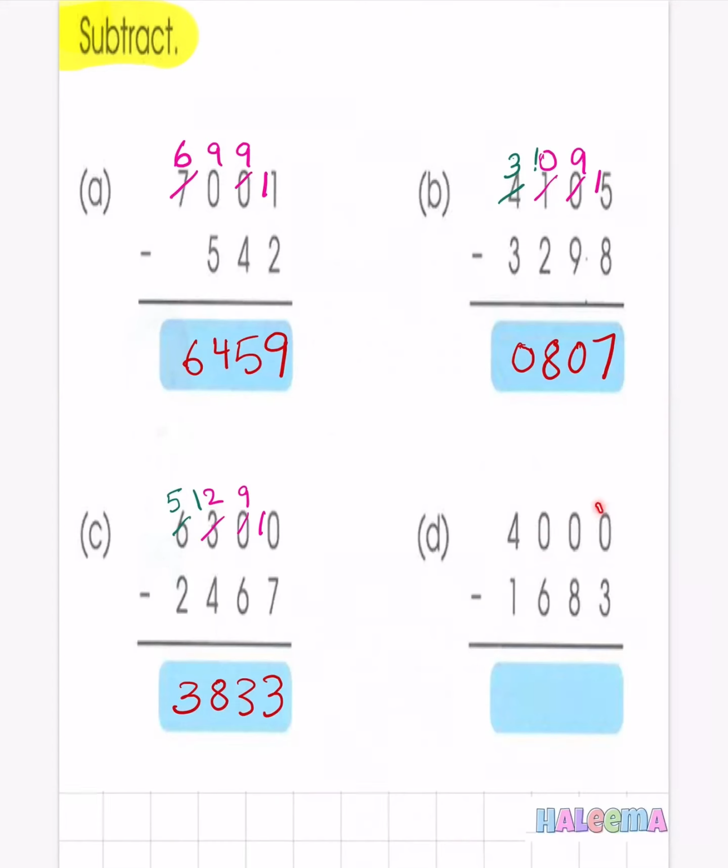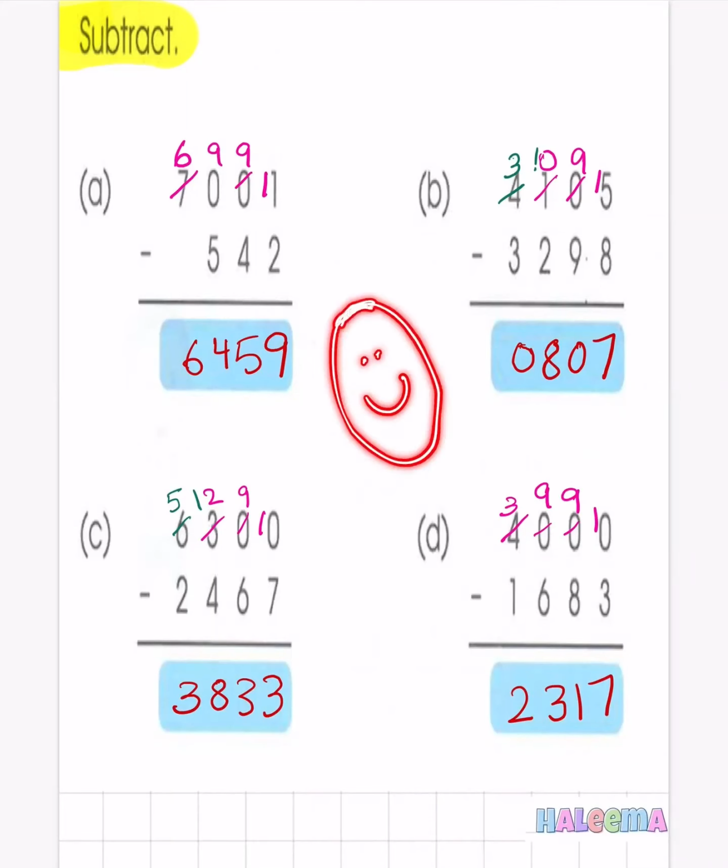Let's solve them. 0, 0, 0, right? Let's jump off to number 4. So 4 will become 3. This 0 will become 10. And the other ones will become 9, 9. 10 minus 3 is 7. 9 minus 8 is 1. 9 minus 6 is 3. And 3 minus 1 is 2. Okay, I hope you've understood. Now all these zeros are looking at me like this.